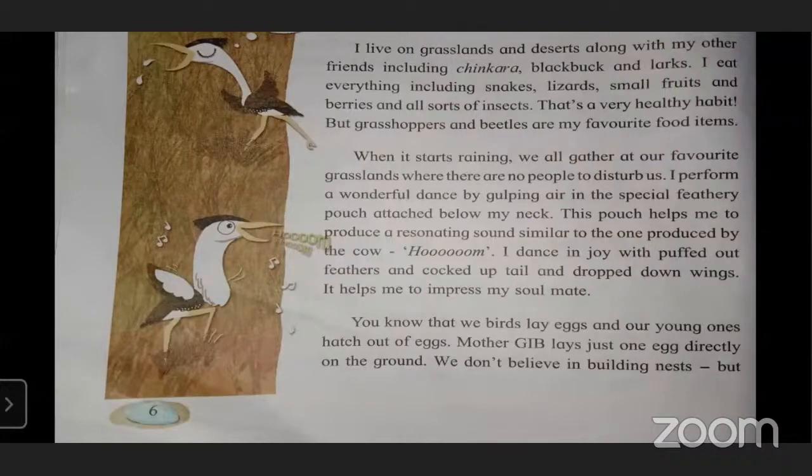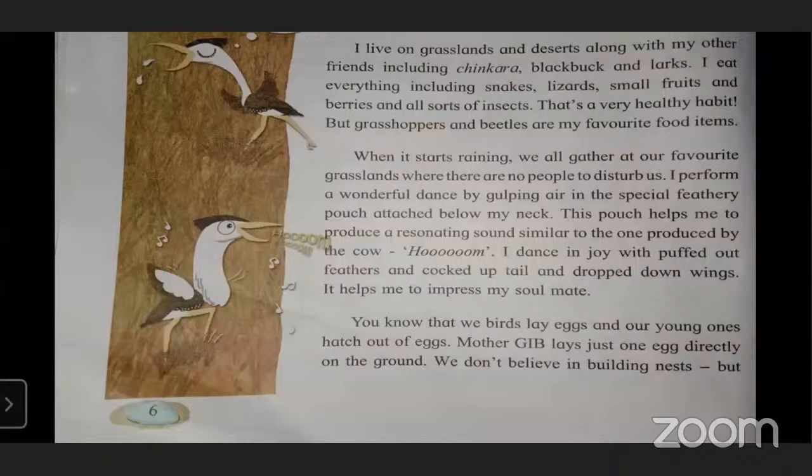I perform a wonderful dance. The Bustard performs a wonderful dance by gulping air into the special feathery pouch below his neck. Gulping means he takes in the air, and he blows up the feathery pouch attached to his neck. His pouch helps me to produce a resonating sound similar to the one produced by the cow. What is the sound of the cow? It's hoom. It makes a similar sound like the cow after gulping air.